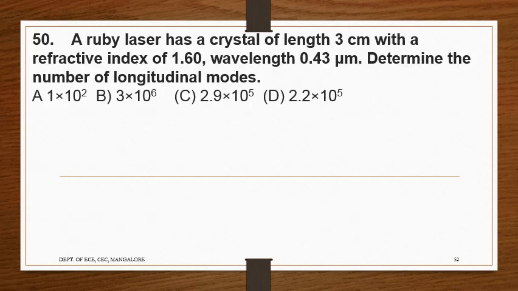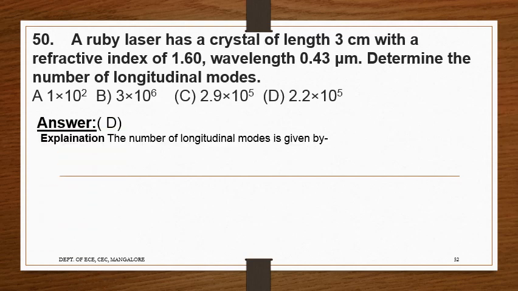A ruby maser has a crystal of length 3 centimeters with a refractive index of 1.6. Wavelength is 0.43 micrometers. Determine the number of longitudinal modes. A, 1 into 10 raised to 100. B, 3 into 10 power 6. C, 2.9 into 10 power 5. D, 2.2 into 10 power 5. So this obviously depends on a principle.